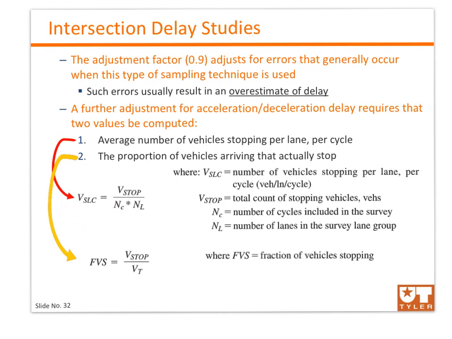So VSLC can be computed as this ratio here: V stop, which is the total count of stopping vehicles, over NC, the number of cycles included in the survey, times NL, which is the number of lanes in the survey lane group. While FVS is now V stop over VT. V stop, again, is what we measured previously, the total count of stopping vehicles, over VT, the total number of vehicles counted in the entire study.